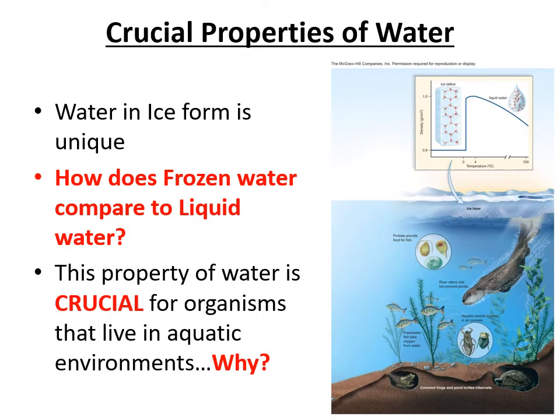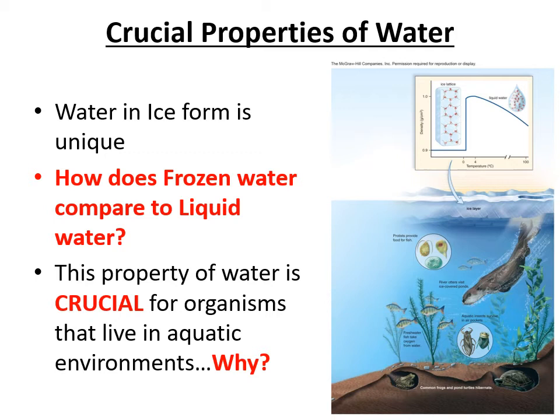Another important aspect about water is if you've ever noticed, water in its ice form is less dense than liquid water. So make sure, how does frozen water compare to liquid water? Frozen water, aka ice, is less dense than liquid water, which is why you'll notice if you have a glass of water and you put ice cubes in it, where do the ice cubes go? They're floating on the top, right? Your ice cubes, even though they look like solid structures, they don't sink to the bottom.